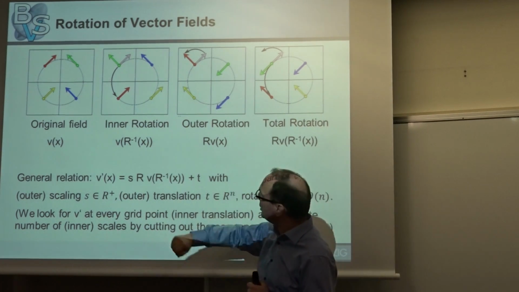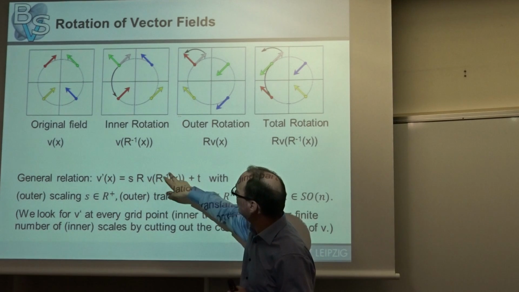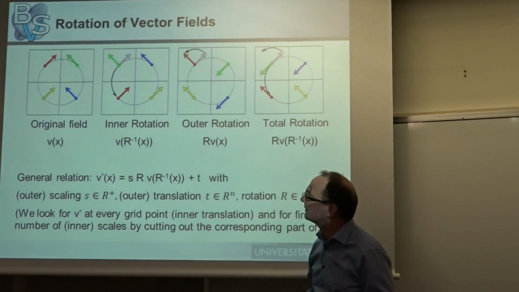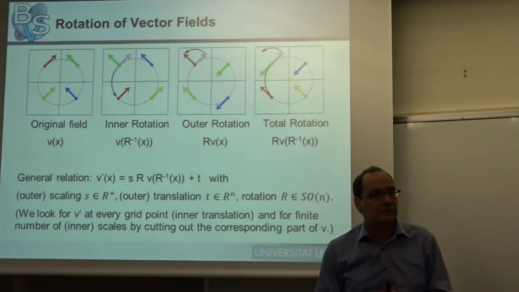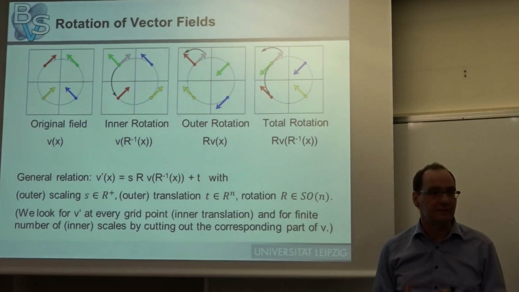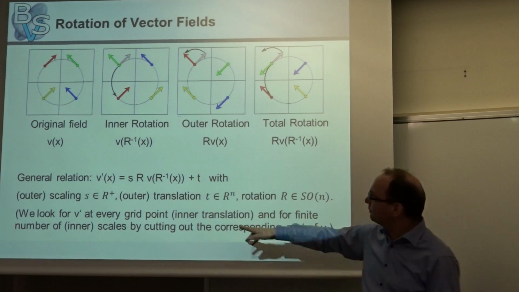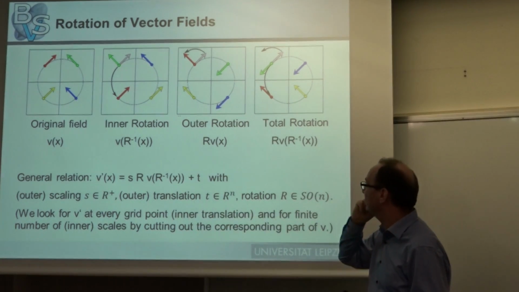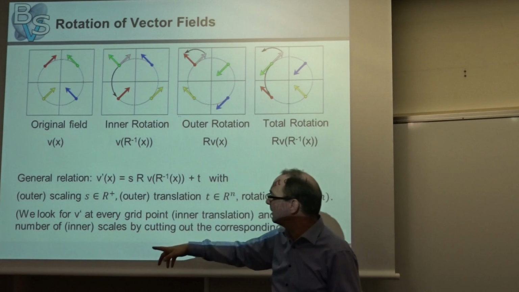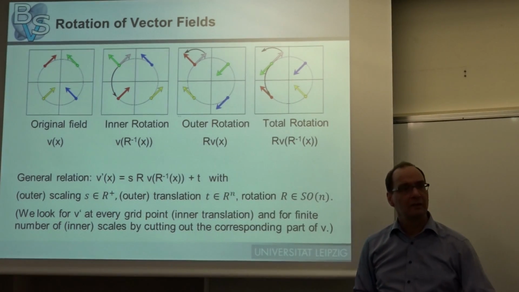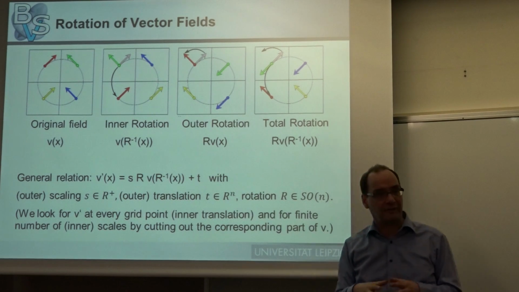So the general rotation actually means I have that inner rotation, and I have an outer rotation, I have a scaling, I have a translation, so I have to take care of both of them. So pretty much we look for every grid point, and for a finite number of inner scales, by cutting out the corresponding part of phi to look if we can match this.